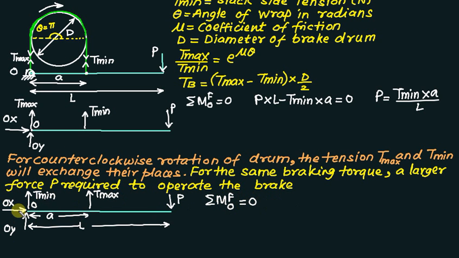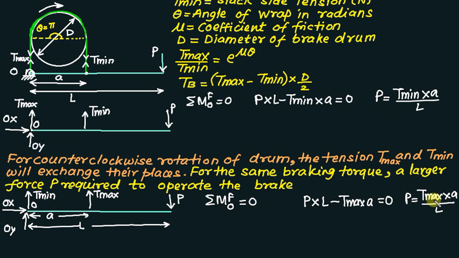P about point O will make a clockwise moment, so this is P multiplied by L, and T max about point O will move in the anti-clockwise direction, so this is T max multiplied by A, equal to 0. Or P is equal to T max multiplied by A divided by L.